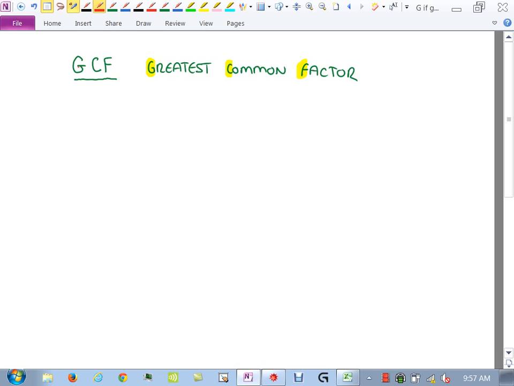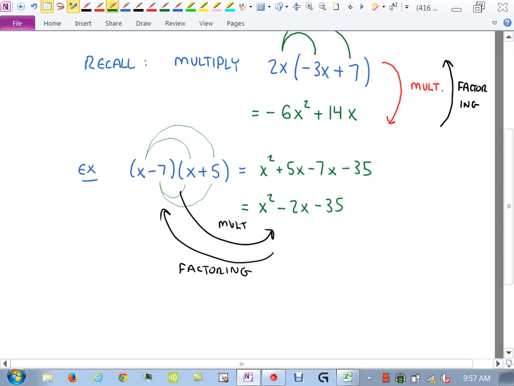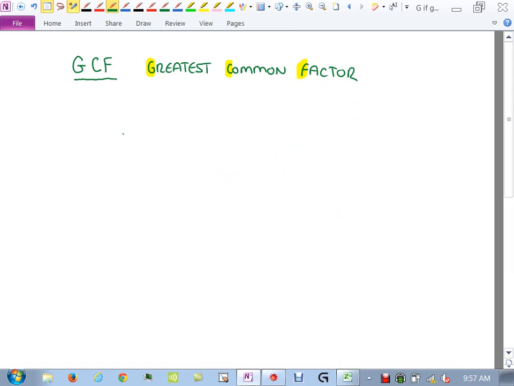Okay, GCF, greatest common factor. So remember, factors are things that are being multiplied. Common means they should be similar or they should be common to each term maybe. Greatest, what's that mean? So let me go back to the problem that we had here. Negative 6x squared plus 14x. Write that down. And what I'd like to do is go backwards and turn it into where it came from.